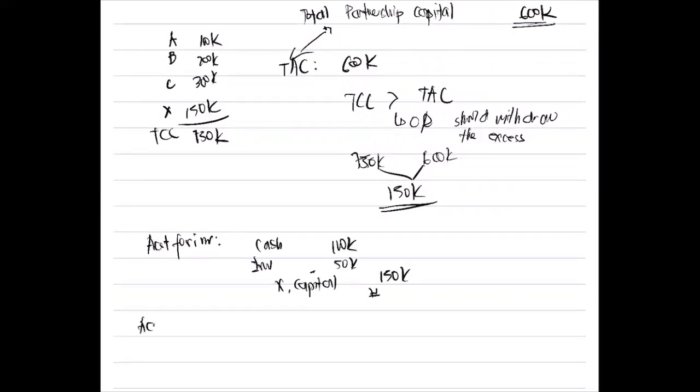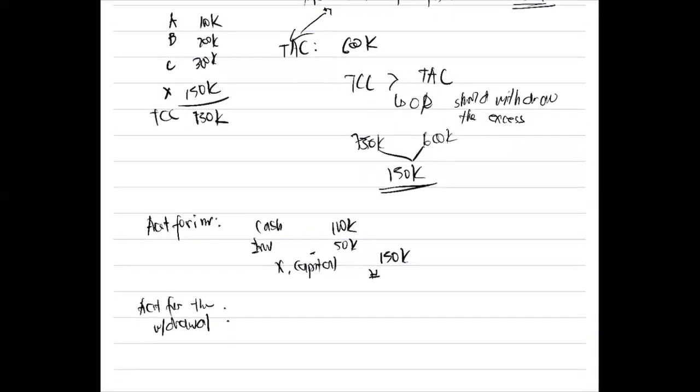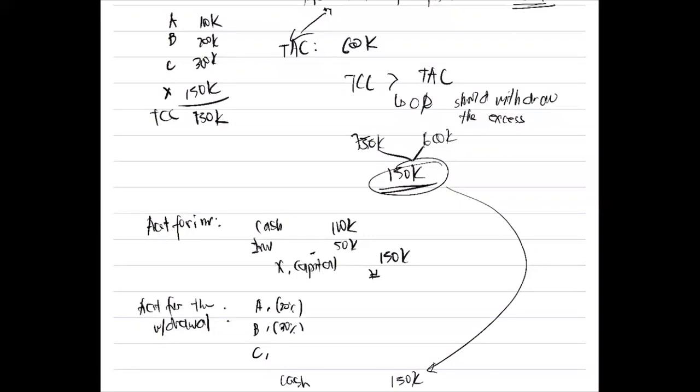And then we account for the withdrawal. So how do we account for the withdrawal? We account for the withdrawal as a decrease on the capital of the partners using their profit or loss. So we have here A, B, and C, and then credit cash. How much is the amount? 150. That is the amount of withdrawal because that is the difference between the total contributed capital and total agreed capital. And then we will share 20, 30, and 50% because that's their profit or loss ratio.